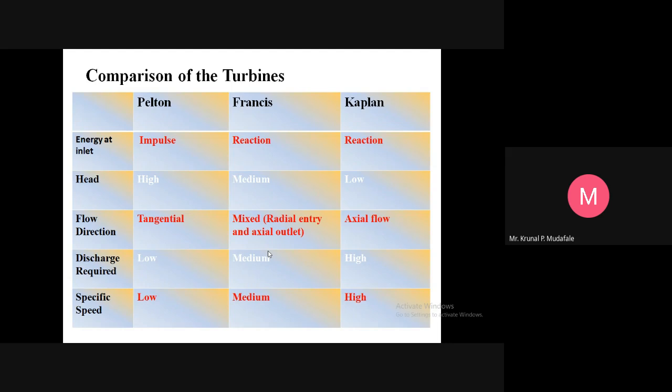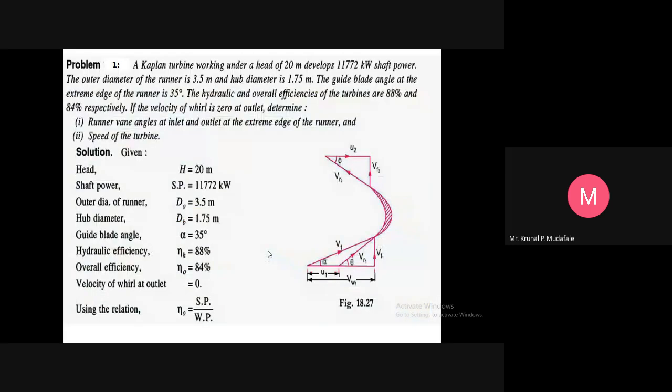So this will be the comparison for all three types of turbine: Pelton, Francis, and Kaplan, for the energy, head, flow direction, discharge required, and the specific speed. Okay. In the next lecture, we will start the numericals for the Kaplan turbine, because this is the most important concept for the Kaplan turbine. In the previous lecture and today's lecture, we have conducted the numericals for the Francis turbine and the inward flow, outward flow reaction turbine, the radial flow turbine.